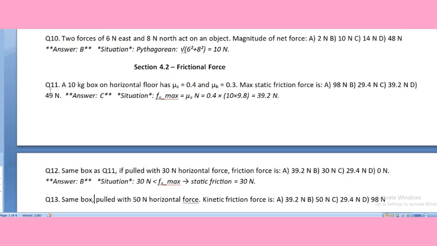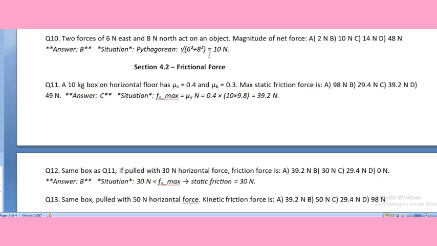The next question, question number 10. Two forces, 6 Newton east and 8 Newton north, act on an object. What is the magnitude of the net force? Choice A says 2 Newton, choice B 10 Newton, choice C 14 Newton, choice D is 48 Newton.